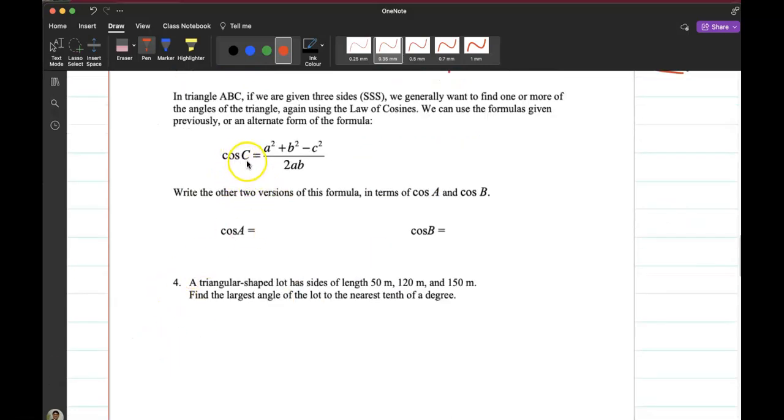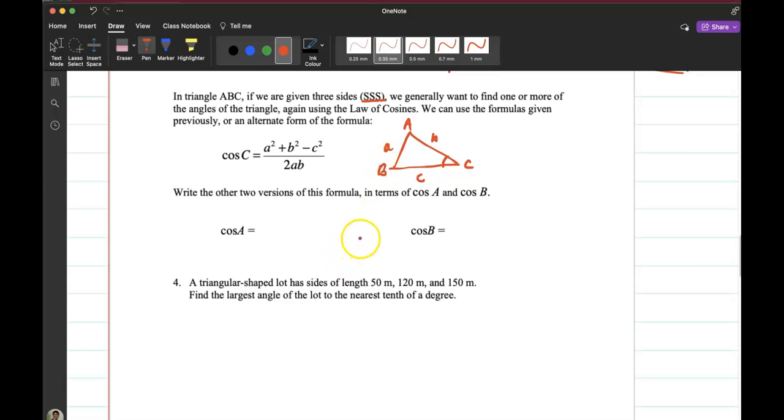In this case, you're finding the angle C. So these are the sides. When will you use this formula? When three sides are given: side, side, side. You have a triangle in which you know the length of the three sides. This is A, this is B, this is C. You know the length of the three sides, and you have to find out angle C.